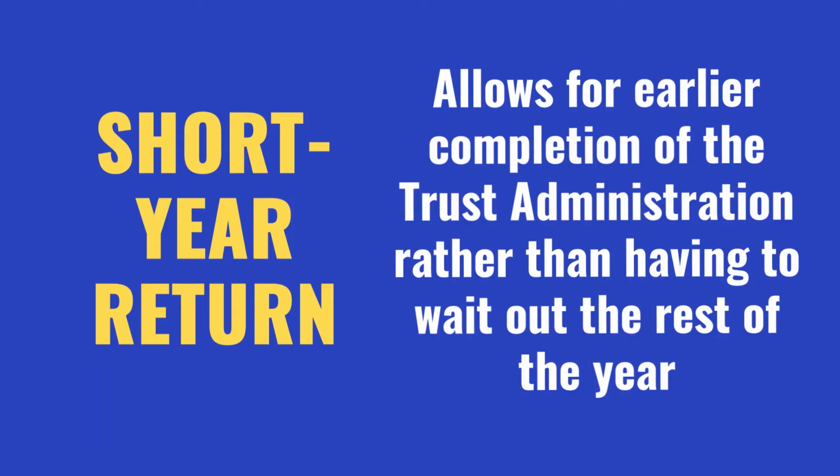If the trust terminates before the end of a calendar year, you may consider filing a short year return. A short year return can be useful when closing out a trust administration, because for most people, you'll probably be ready to complete the trust administration before December 31st, making it a short year for tax purposes. A short year return allows you to complete the trust administration sooner than if you waited out the full remainder of the year. You prepare a short year return as you would any other return, with 2 differences.